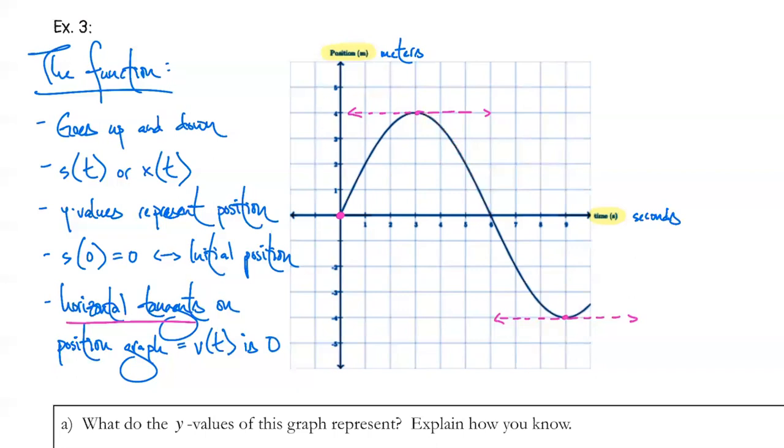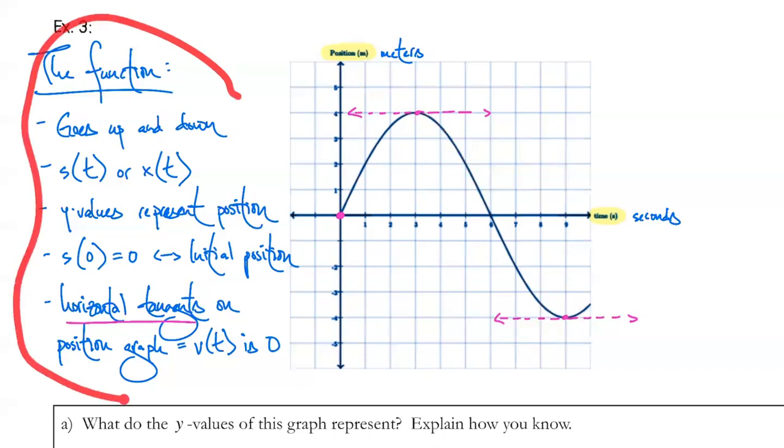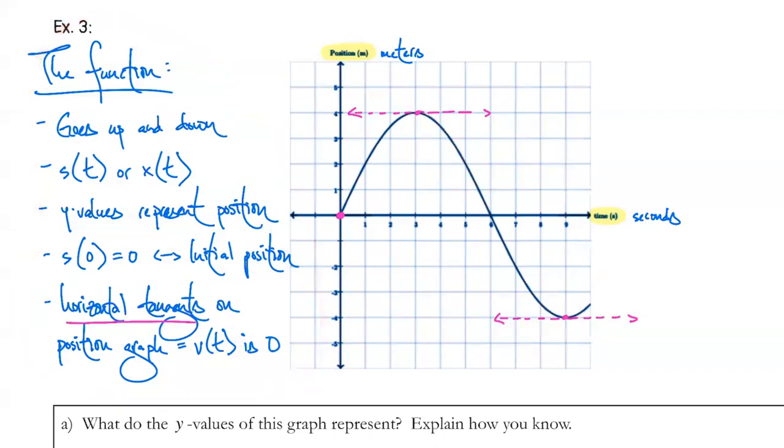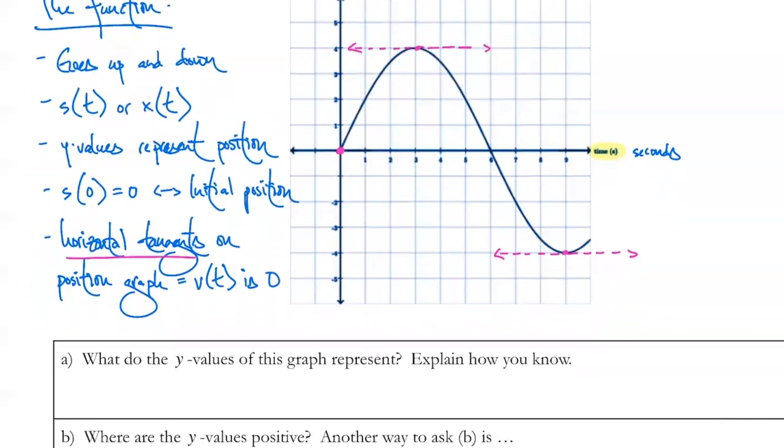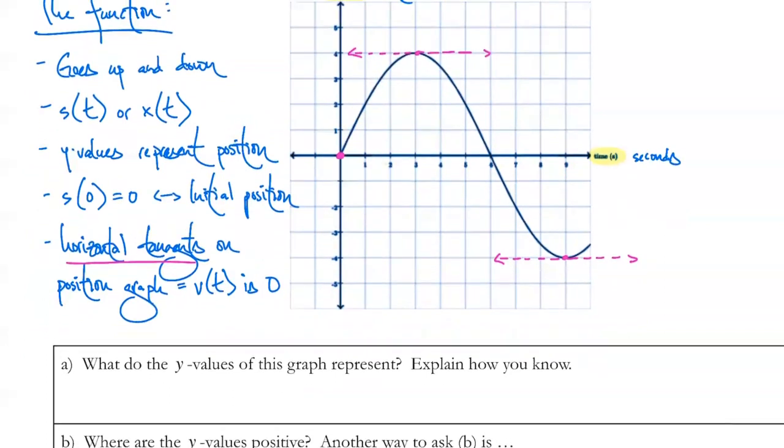All right, so let's take a look at these questions. Sometimes I think it's useful to do a little bit of a brain dump. This might be a really good study technique to help you figure out what kinds of questions typically get asked. A lot of times what you notice about a graph are actually what the questions are going to ask you to notice about that graph. So let's take a look at question A. Question A says, what do the Y values of this graph represent? And explain how you know.